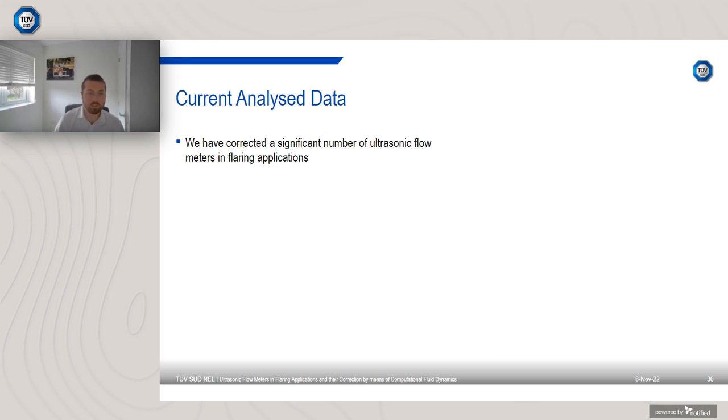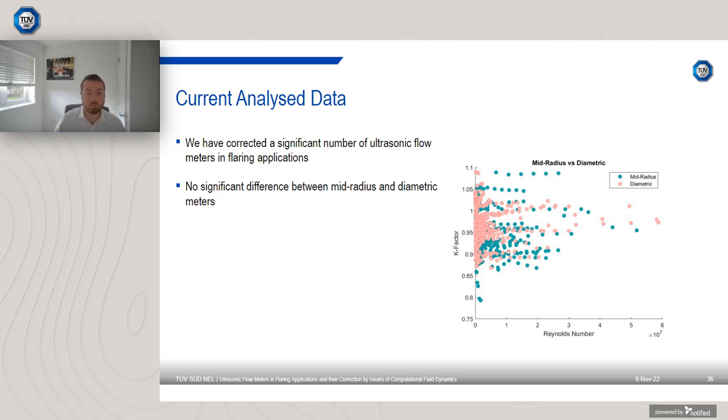So we have created a significant number of ultrasonic flow meters in flaring applications over the years, and what we've seen is there's no significant difference between mid-radius and diametric meters. You can see they overlap quite nicely when you plot them on a K-factor and Reynolds number plot.